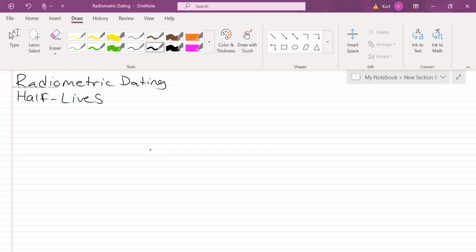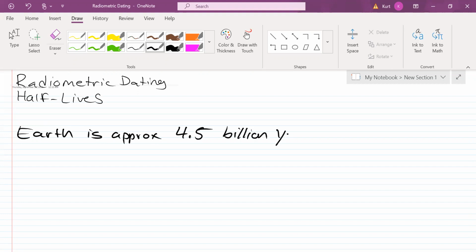In case you didn't know, the Earth is approximately 4.5 billion years old. Now, you might be like, well, how do you know this? You weren't there. No one was there. How can we possibly comprehend the fact that the Earth is that old? And that's a very fair question. How would anybody know that?